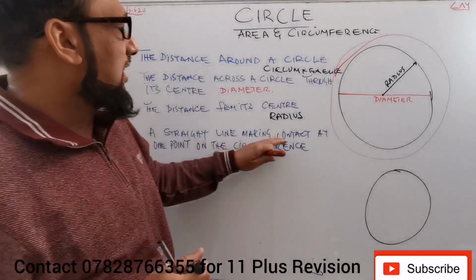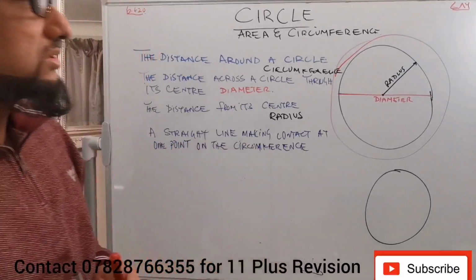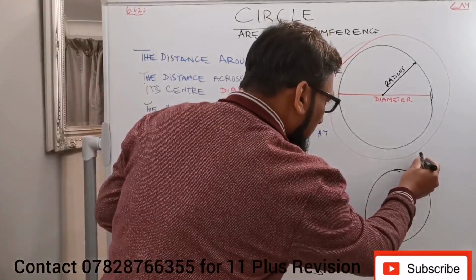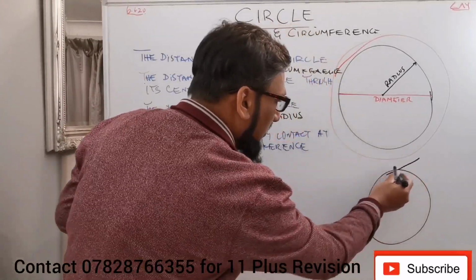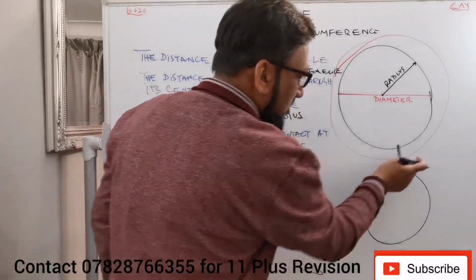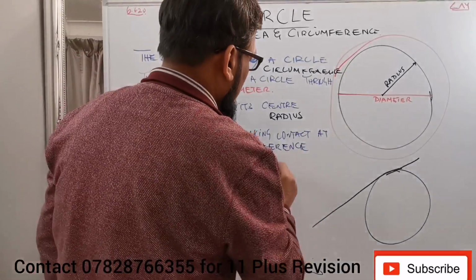The straight line making contact at one point on the circumference. If I make a straight line which is just touching the circumference, it's called a tangent.